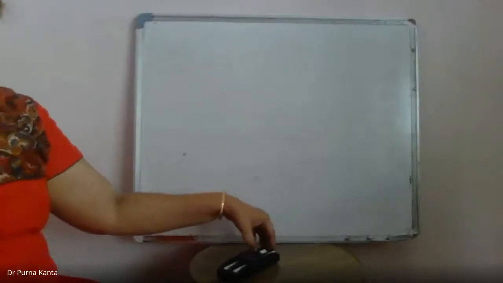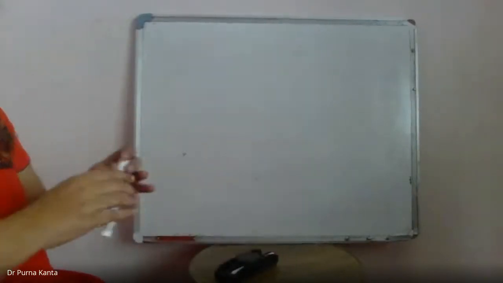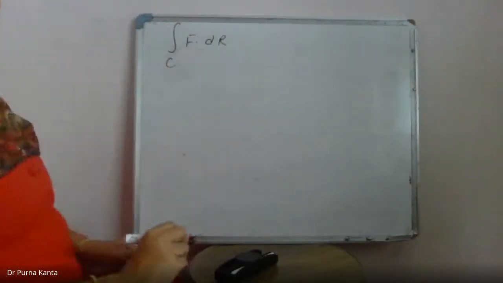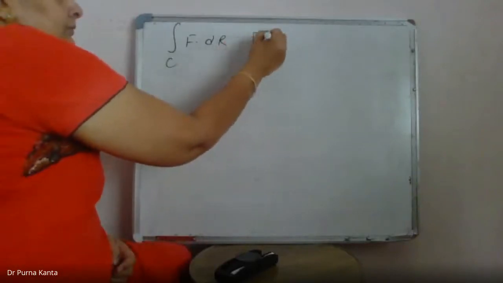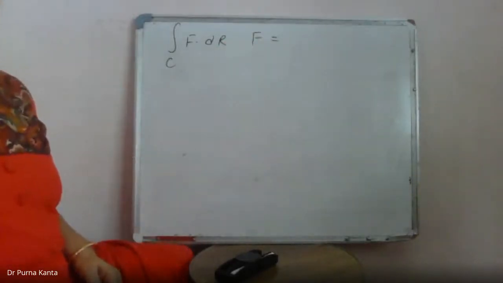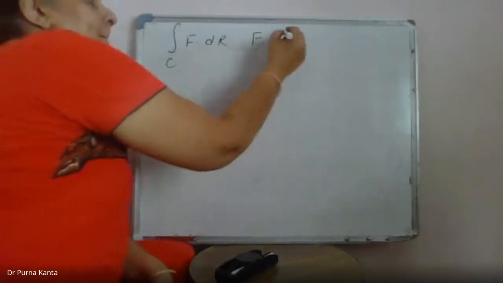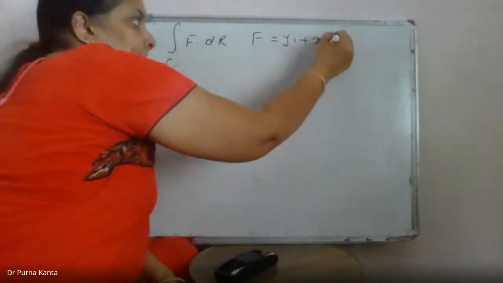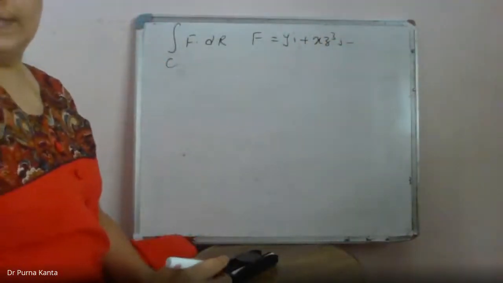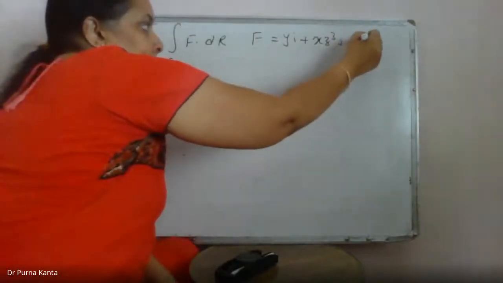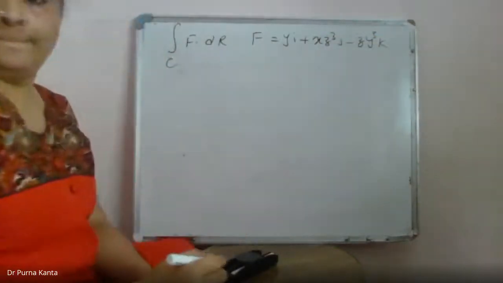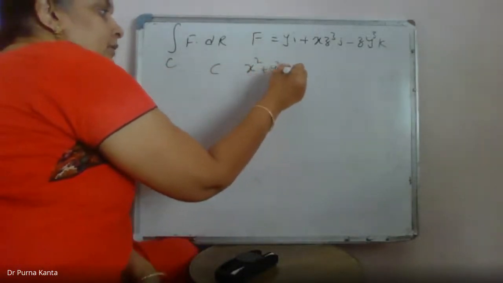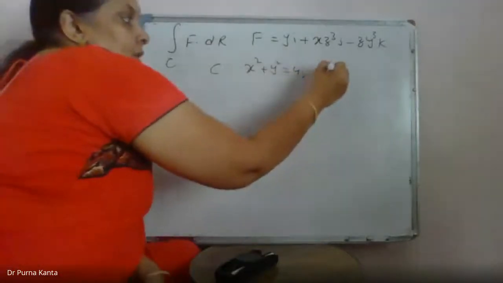Take down the first one. Evaluate the integral over C of F dot dr, where F is equal to yi plus xz cubed j minus zy cubed k, and C is x squared plus y squared equal to 4, z equal to 1.5.